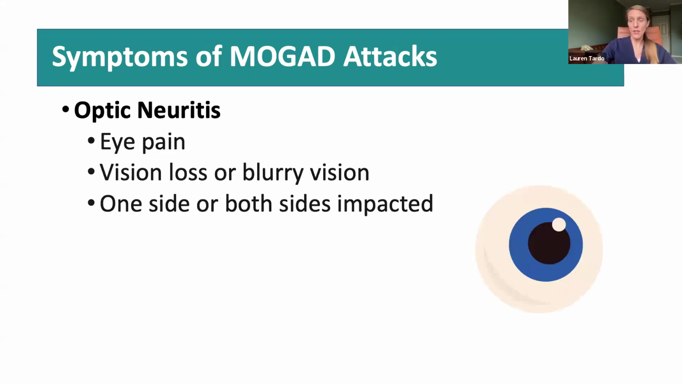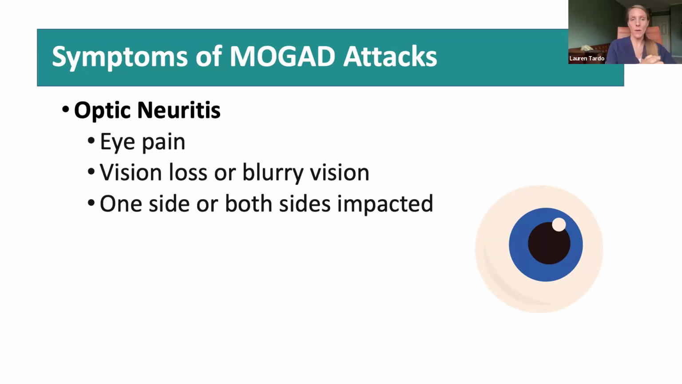And so optic neuritis, for those of you who don't know, is inflammation of the optic nerve. Typically, patients are going to report eye pain to start, and typically this pain is most notable with side-to-side movement or up and down movement. And then this will progress to blurry vision, or sometimes complete vision loss, depending on the patient, and tends to be one or both sides.